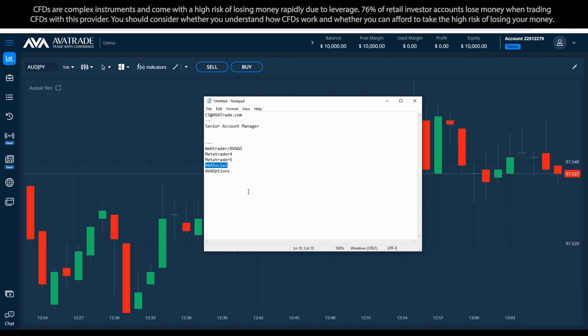Now, Ava Social is a social media trading app. What it does is it lets you follow other traders, follow or copy, right?